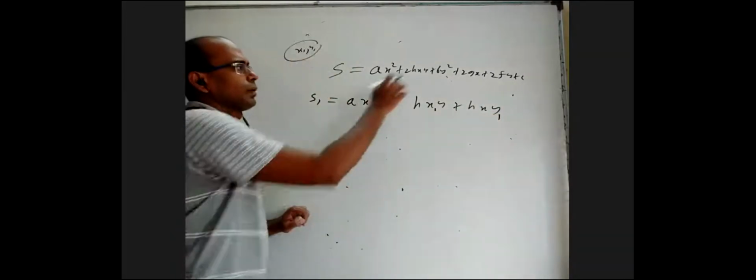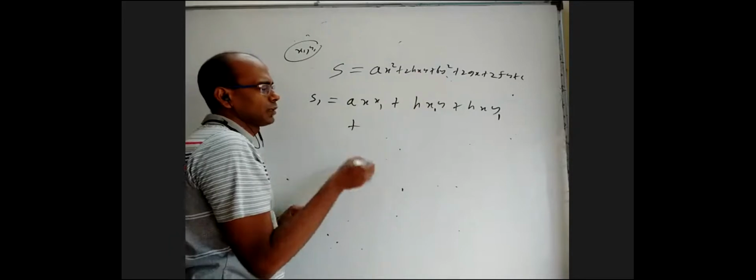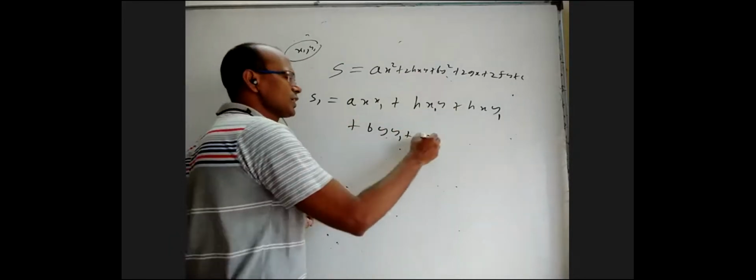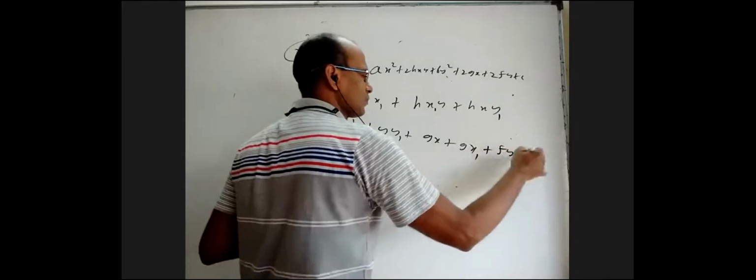Whereas 2hxy, you have to write hxy plus hxy. In this, you substitute x as x1. In this, you substitute y as y1. By square, you write b into y. One y as it is, other y becomes y1. 2gx, you write gx plus gx. One gx as it is, other one you substitute x as x1. 2fy is fy, other fy you substitute y1.